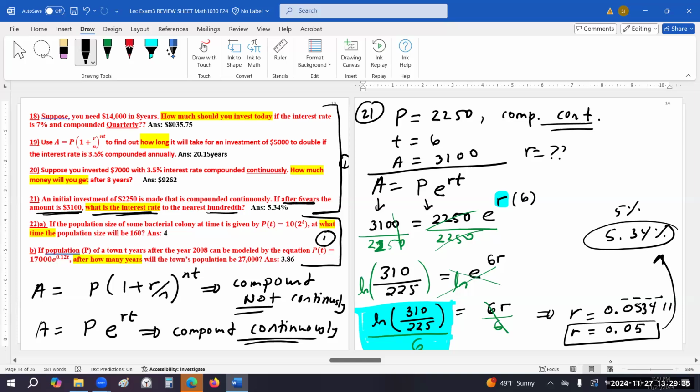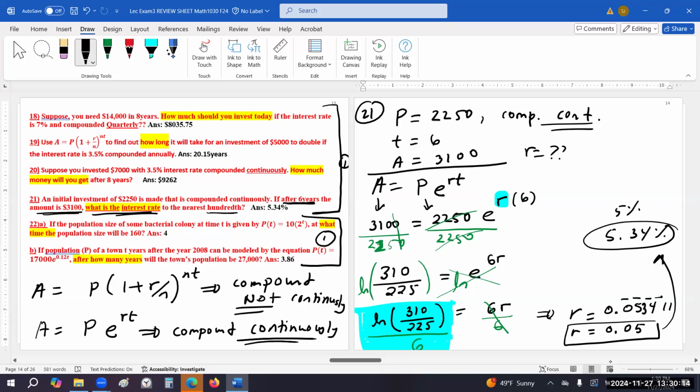It doesn't matter what is missing, you just substitute everything else and solve for the missing one. If the missing part is in the power, then you need the help of ln, otherwise it's simple algebra. And they will always give you n if it's not compound continuously. They never ask you for n. If it's not continuous compound, they definitely will give you n. Only one from the money and one from the population.